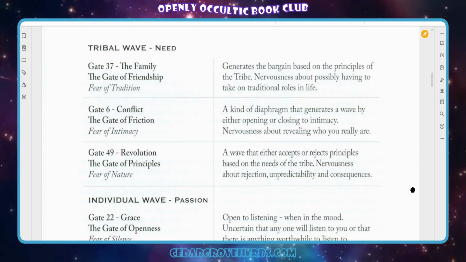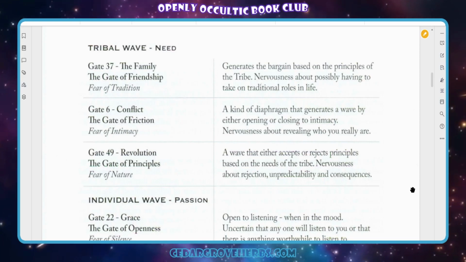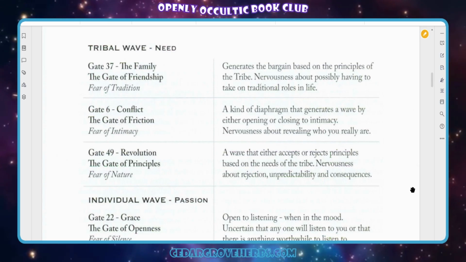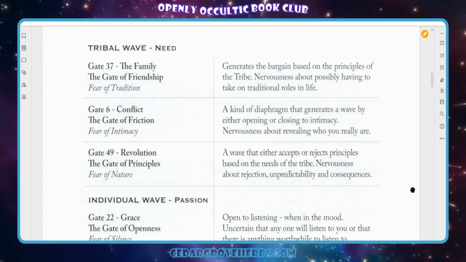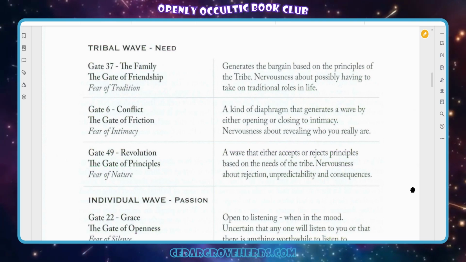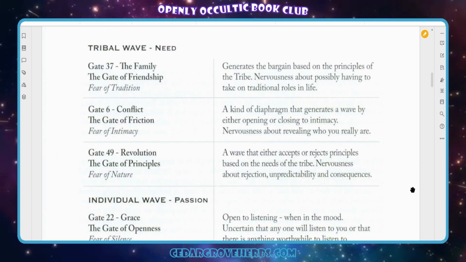Gate 6, conflict, the gate of friction, fear of intimacy. A kind of diaphragm that generates a wave by either opening or closing to intimacy. Nervousness about revealing who you really are.